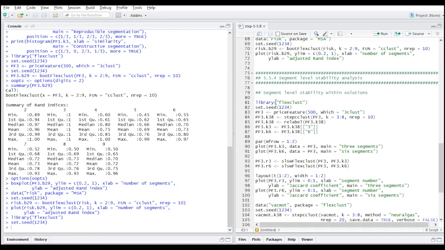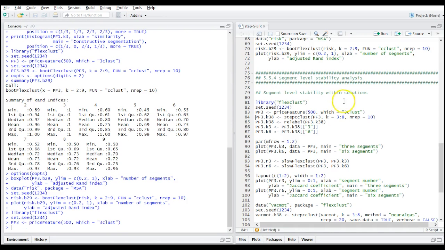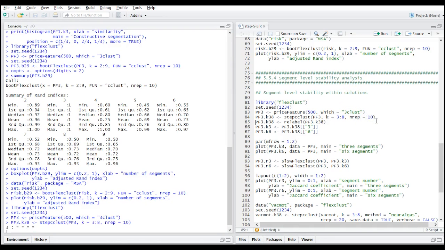We're setting a random seed and we're generating artificial data, which is a 3-cluster structure and contains 500 observations, and it's 2-dimensional data. We are running stepFlexclust, so we're running the k-means algorithm on that dataset with number of segments from 3 to 8. So we're running all market segmentation solutions for 3, 4, 5, 6, 7, and 8 segments. And we're running the k-means algorithm with 10 random initializations each.